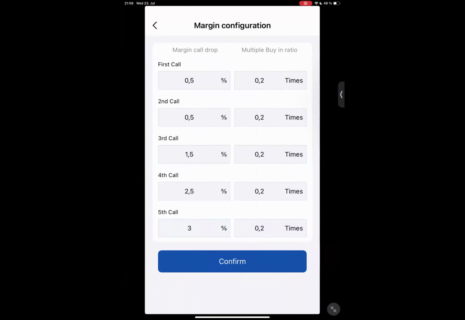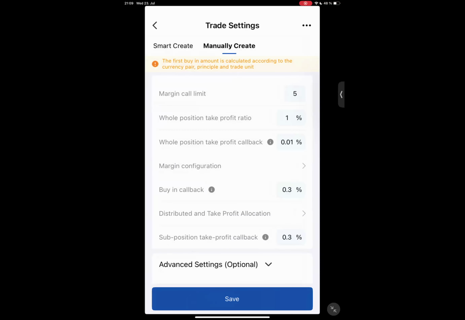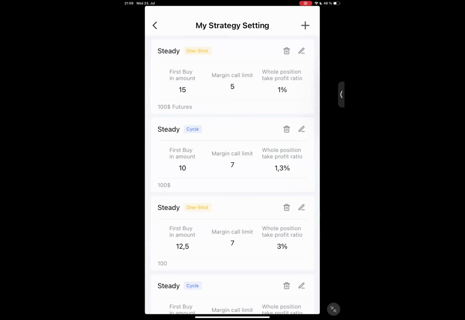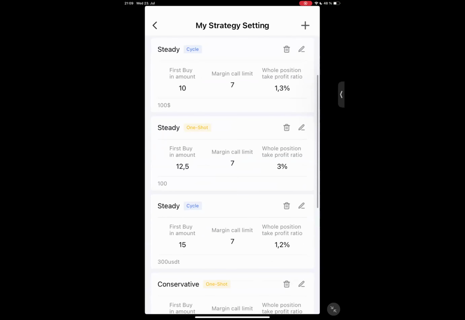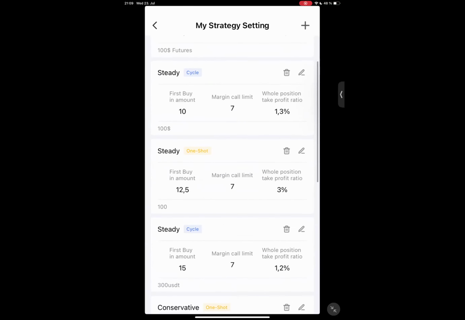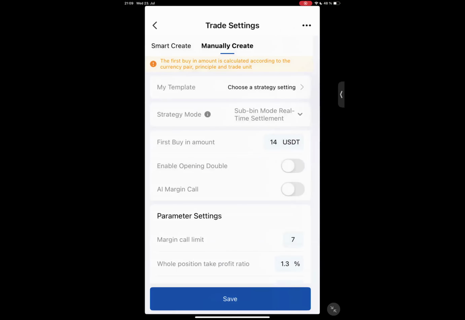0.5 plus 0.5 is 1%. 1% plus 1.5 is 2.5. 2.5 plus 2.5 is 5%. 5% plus 3% is 8. So this is a no-no. So I'll not use this. I'm going to go to one with 15% drop. Okay, I think this one will do.